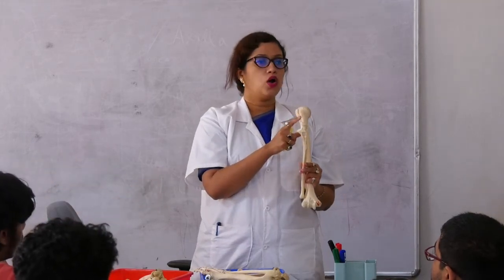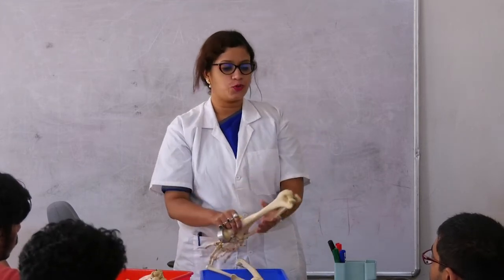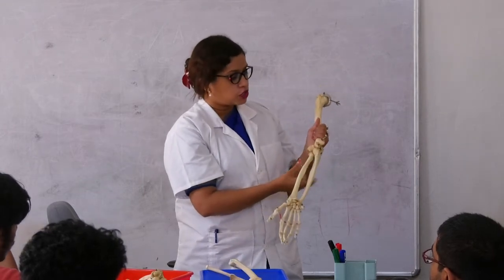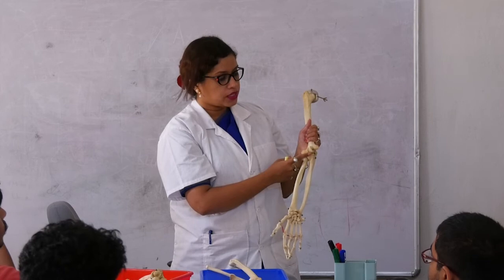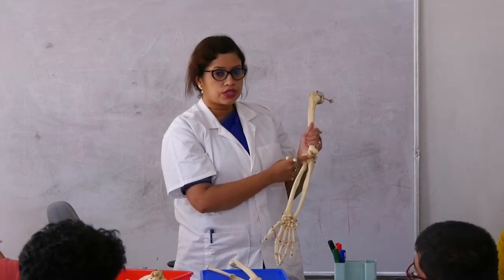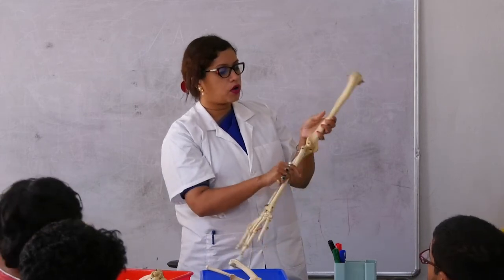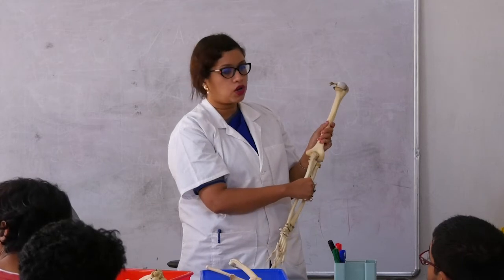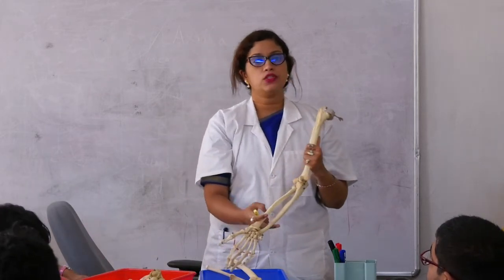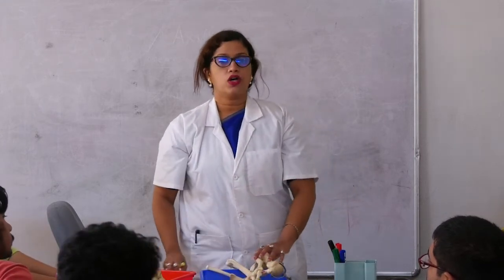So see, these are the things. This is the capitulum. This one is the trochlear notch that articulates with the trochlea, and in the extended elbow the olecranon process goes into the olecranon fossa. Okay. So which type of joint is this? Hinge joint.